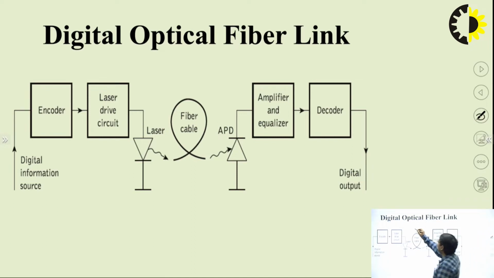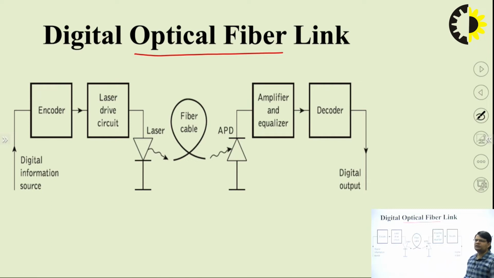Next is the digital optical fiber link. This is an example of the optical fiber communication system we have just studied. First of all, we have a digital information source that provides the information in binary form, 0 or 1. Then some kind of source encoding may be provided with the help of an encoder. Then we provide laser drive circuitry to control the forward bias current of the optical source, so that it helps in intensity modulation.